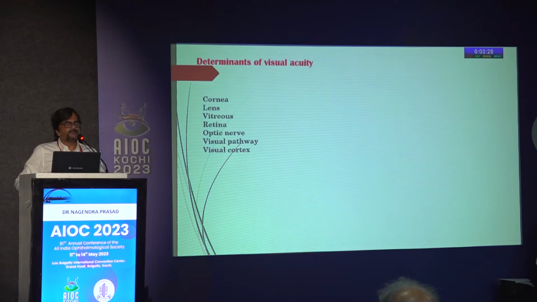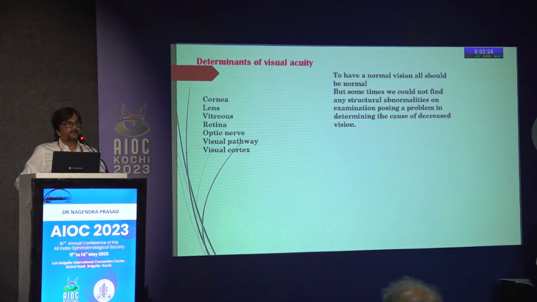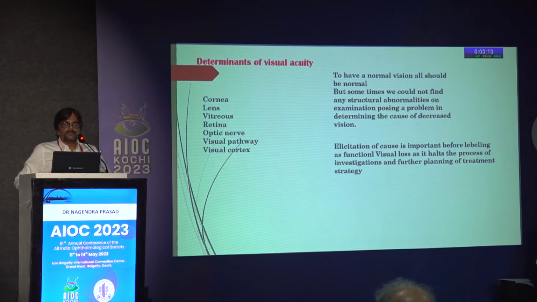The cornea, lens, vitreous, retina, optic nerve, and visual pathway should all be okay to have normal vision, but sometimes we could not find any obstruction or abnormality on examination, posing a problem in determining the cause of the decreased vision. Eliciting the cause is important before labeling it as functional visual loss, as it helps the process of investigation and further planning of treatment.